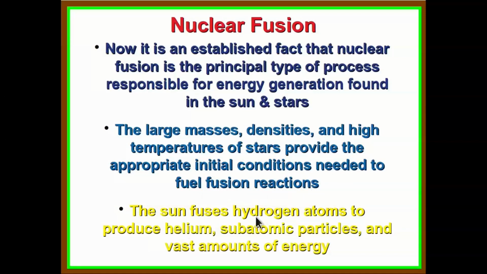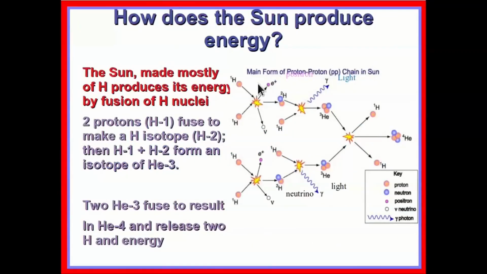The sun fuses hydrogen atoms to produce helium, some subatomic particles and vast amounts of energy. So this is a pictorial representation of the basic process which is taking place in the sun for energy production. The sun, made mostly of hydrogen, produces its energy by the fusion of two hydrogen nuclei. So we start with two hydrogen nuclei, which essentially produce helium-3 as a step-by-step process. Then two such helium-3 nuclei collaborate to yield finally an alpha particle, a helium-4 nucleus, and release 2 protons. So we start essentially with 4 protons and we end up with a helium nucleus.